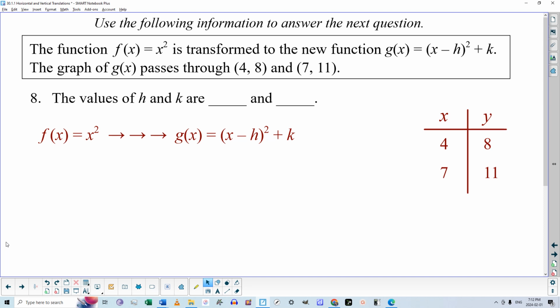So if I put x equals 4 into the equation for the function g of x, I have to get 8 for y. Similarly, if I put in x equals 7, I have to get y equals 11. In order for us to make a little bit of sense out of this, we're going to rewrite this g of x simply as y. So again, this equation, y equals x minus h quantity squared plus k, has to be an equation that makes both of these ordered pairs part of the graph.